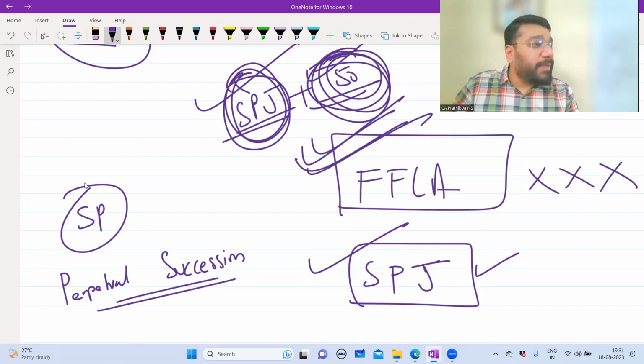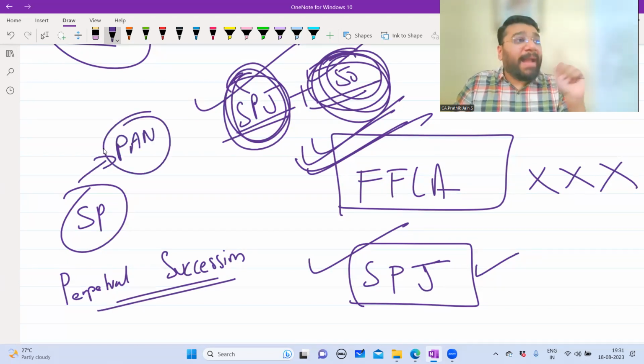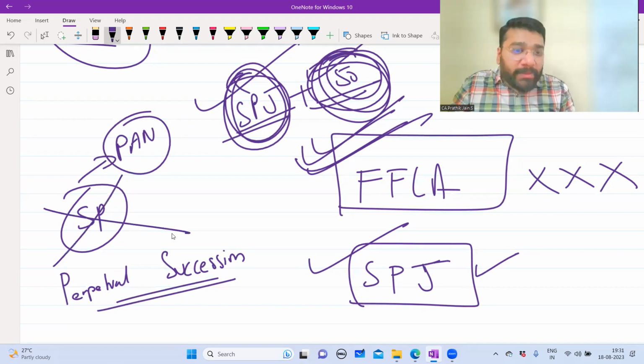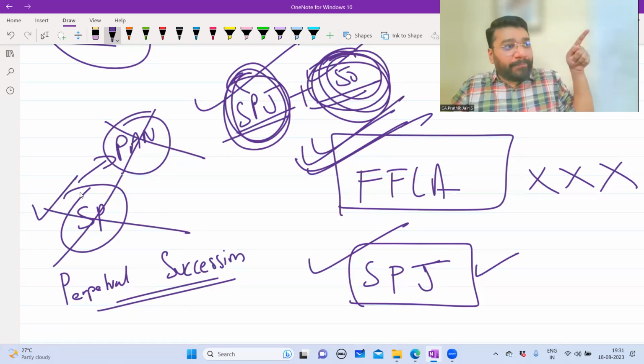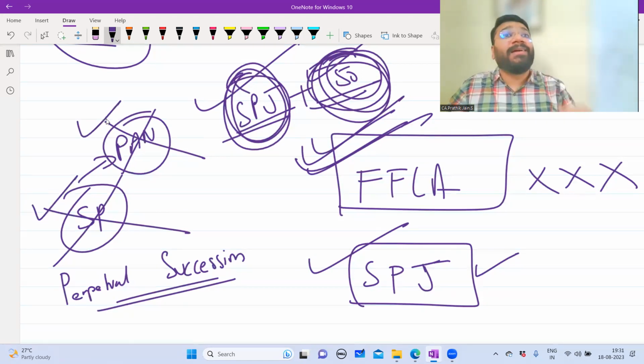A sole proprietorship concern is registered with the PAN number of an individual person. For example, if FFLA is a sole proprietorship concern, it is registered with my PAN. If I die, this sole proprietorship concern has to be closed, this PAN has to be cancelled, and my son has to rename it with the same name. FFLA will be renamed, but it will be registered with his personal PAN.